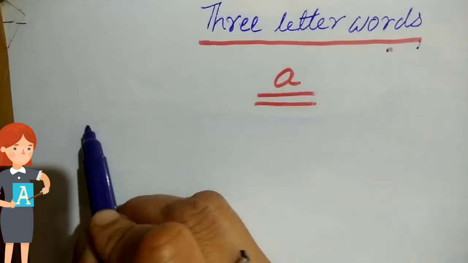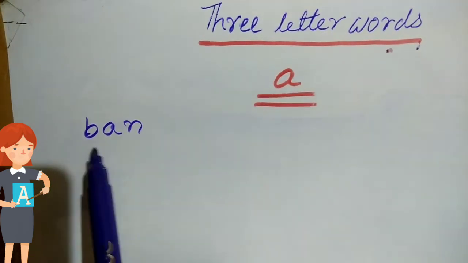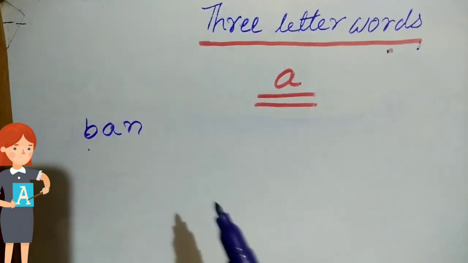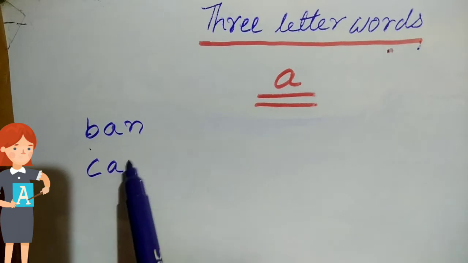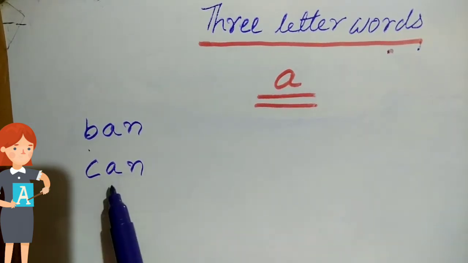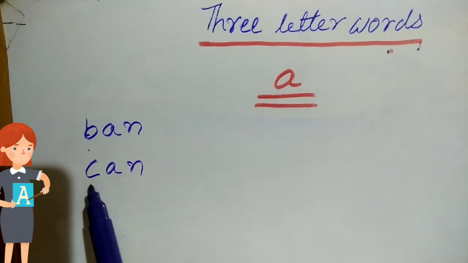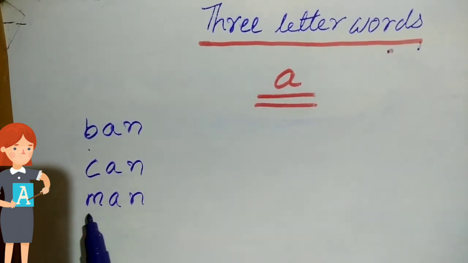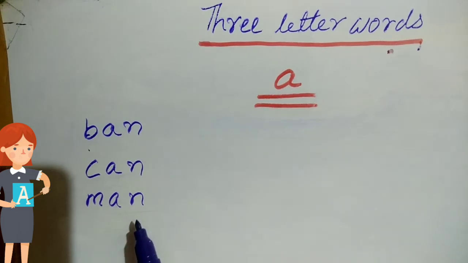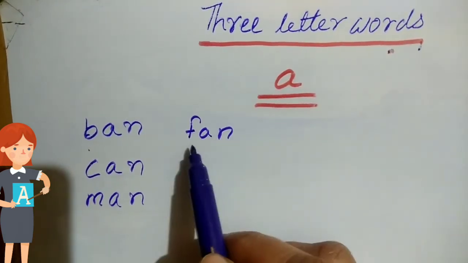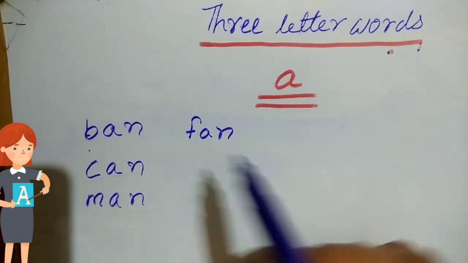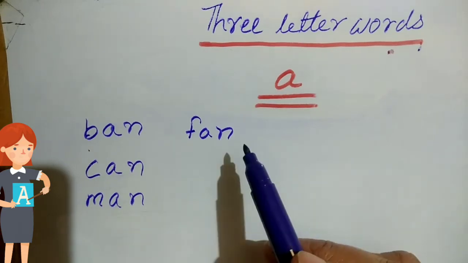That is B, A, N, ban. C, A, N. Can. K, A, N, can. M, A, N, man. F, A, N, fan.